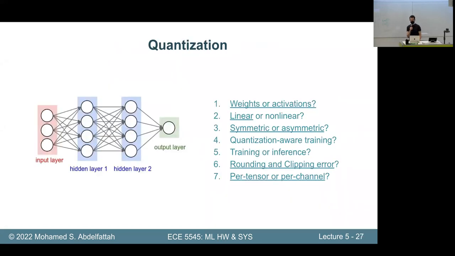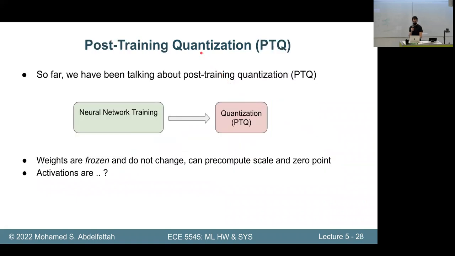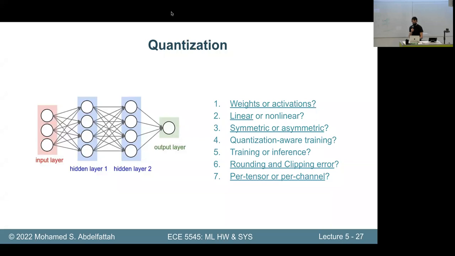Okay. So we covered a bit more from that list. We talked about weights and activations and went through that matrix multiplication example where we do quantization. And we talked a bit more about symmetric and asymmetric quantization in that context as well.